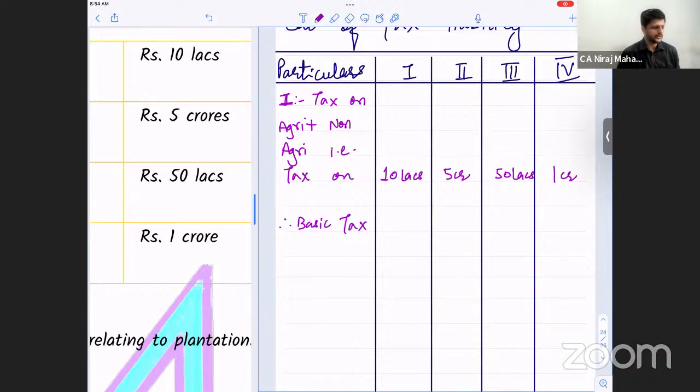On 10 lakhs, it is 1,12,500. This should be absolutely clear now, kind of by heart in your mind. On 5 crore, what will you do? 4 crore 90 lakhs into 30% plus 1,12,500. Nitin, Kushbu, give me answers.